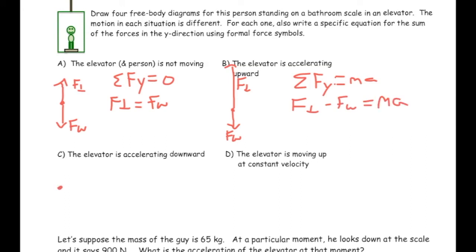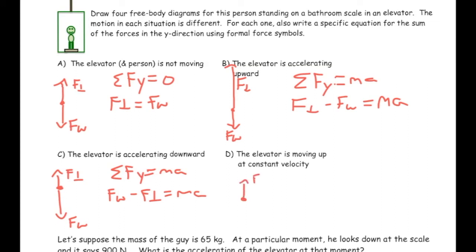When the elevator is accelerating down, the normal force is smaller than the weight. He would feel lighter, even though he is not actually lighter. If the elevator is moving at a constant speed, the weight and the normal force are balanced and the guy is in equilibrium. It does not matter whether his constant speed is upward or downward.